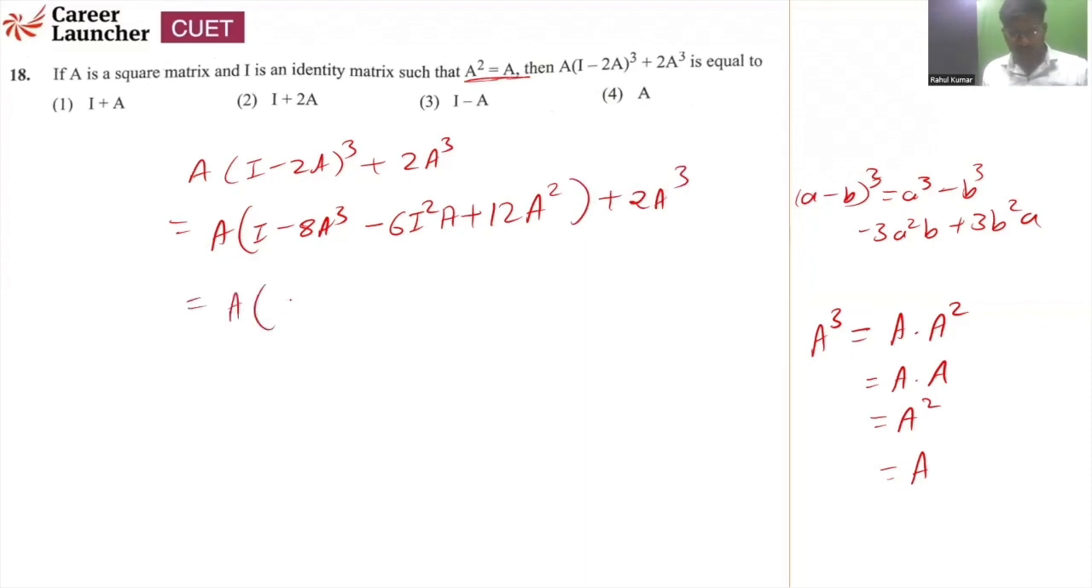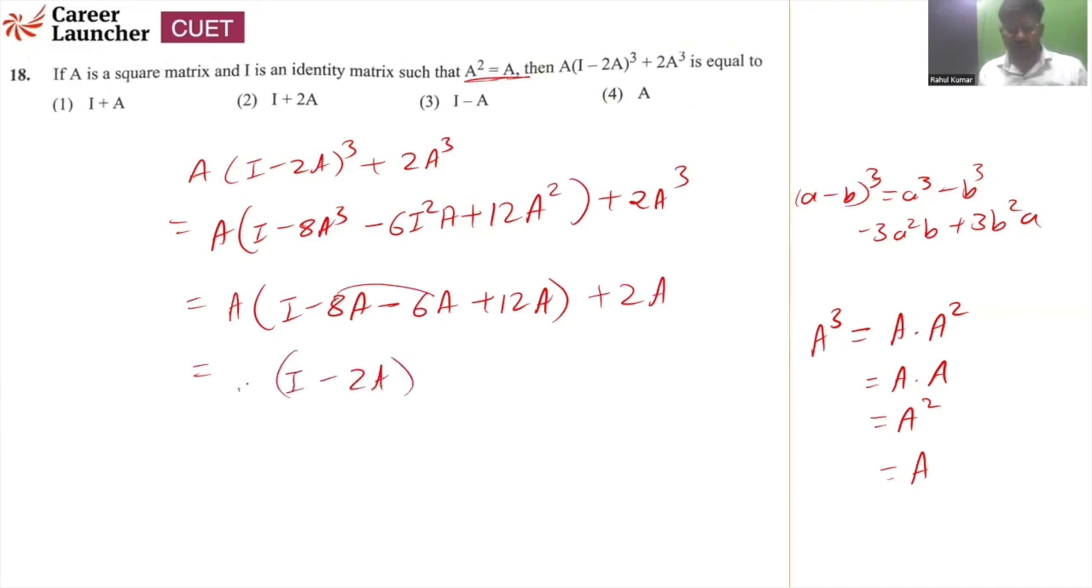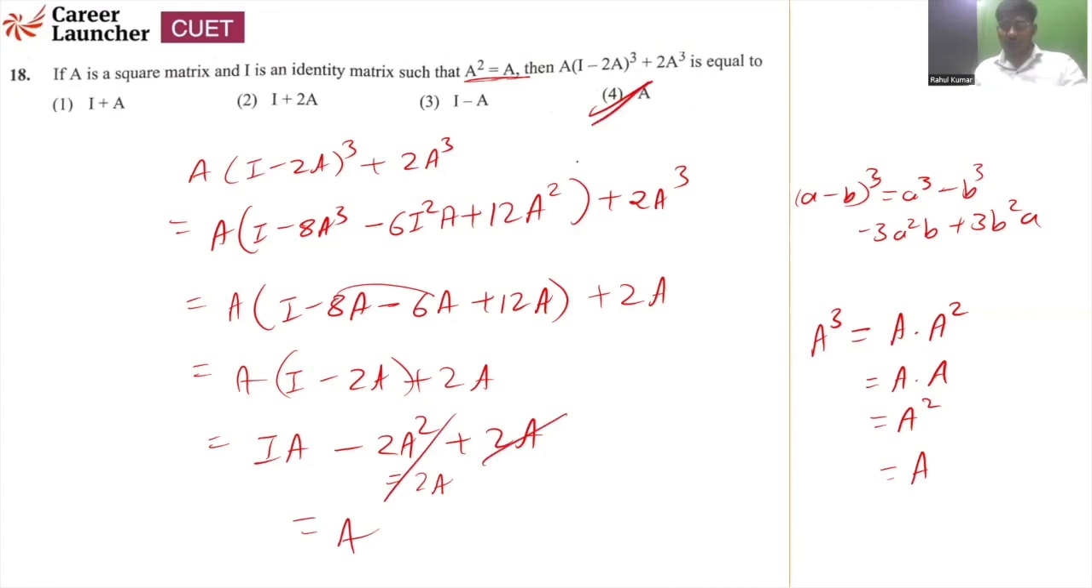Now it will be I minus 8A minus 6A plus 12A, and let me solve this one. It will be 2A, because A cube is equal to A. Now I will solve this. This is minus 14. This is plus 2. So we have I minus 2A into A plus 2A, which is IA minus 2A square plus 2A. Now this is nothing but 2A. So these two terms will be cancelled out, and A is the final answer, which is the fourth option.